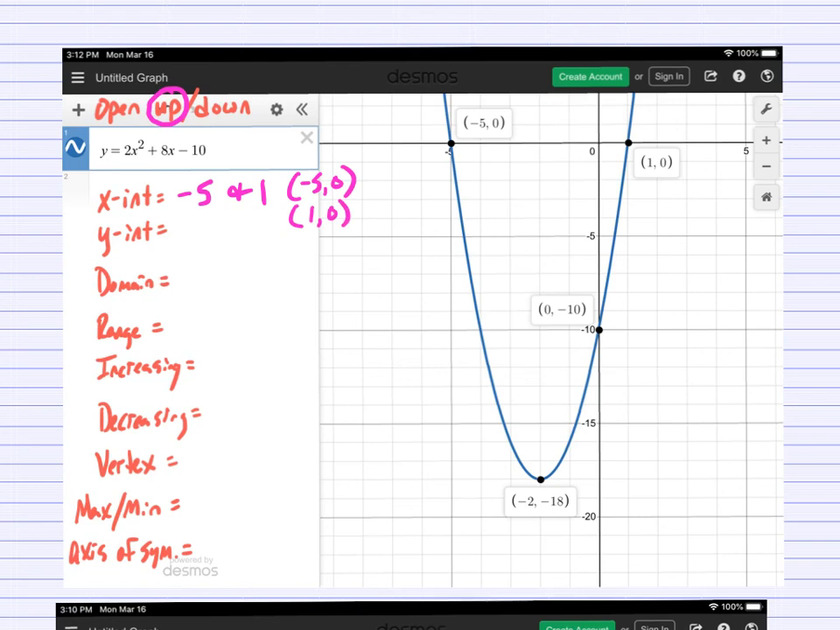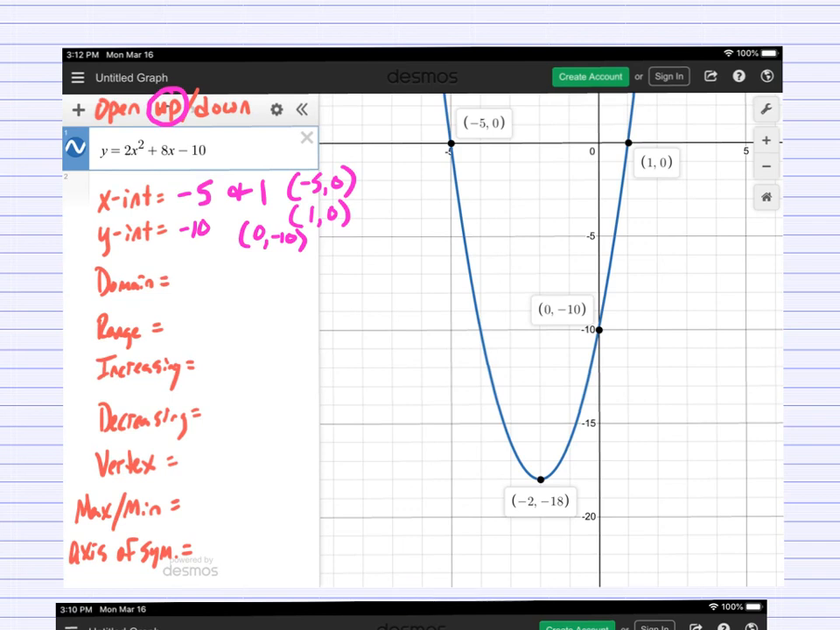The y-intercept. All right, this one has one y-intercept, and it is this point right here. It crosses the y-axis at -10. So again, you can write your answer as -10, or you can write it as the point (0, -10). Either way of writing your answer is fine with me.